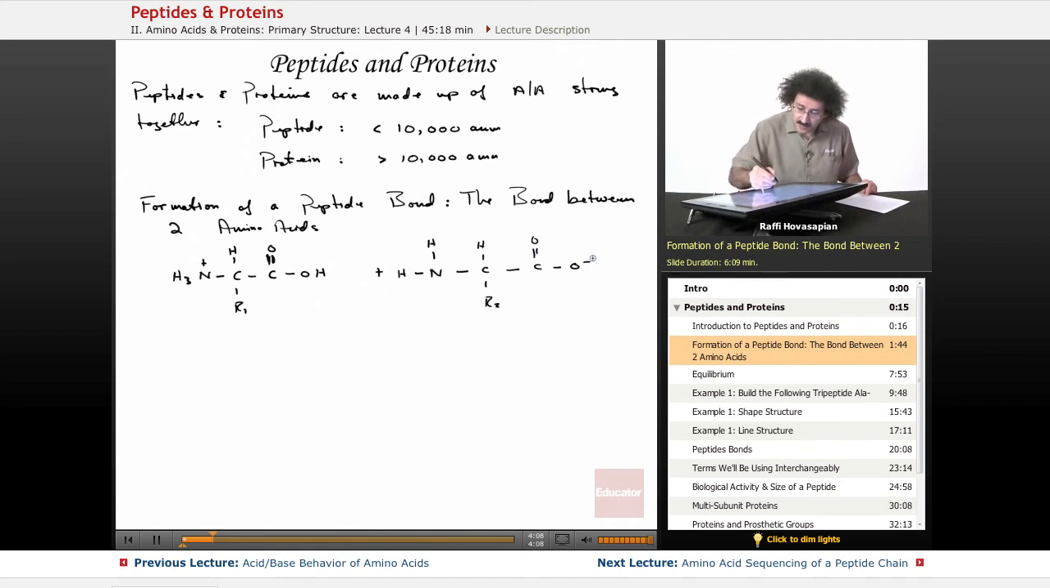So now what happens is this. I'll go ahead and do an equilibrium arrow this way and this way. So when water leaves this, the elements of water are right here. Let me do this in red.